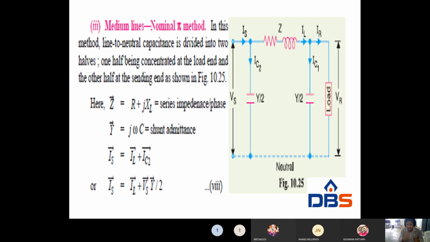But here the impedance is not halved, only the single capacitor is halved, right? Z is equal to R plus jXL, and we know Y is equal to j omega C, the shunt admittance. Now look at the figure. Sending end current is equal to IC2 plus IL. Applying KCL here, IS is the incoming current, IL and IC2 are outgoing currents. Therefore IS is equal to IL plus IC2.